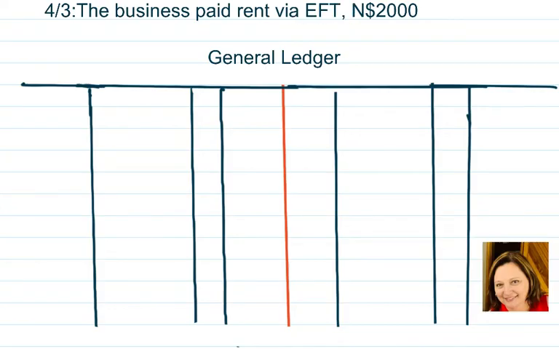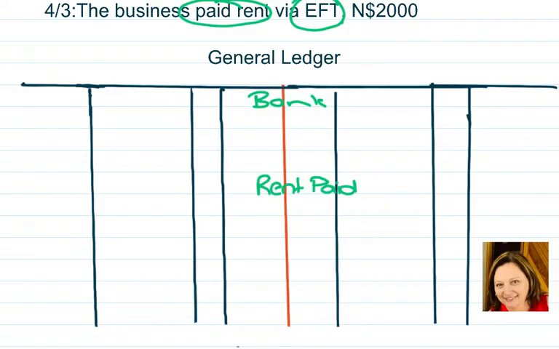All right, so immediately you know when you see the word EFT, it means that money is transferred from one bank account to another. So my first account will be bank. And the business paid rent, so my second account will be rent paid. All right. I have my two accounts. Now I need to determine where's my debit and where's my credit.